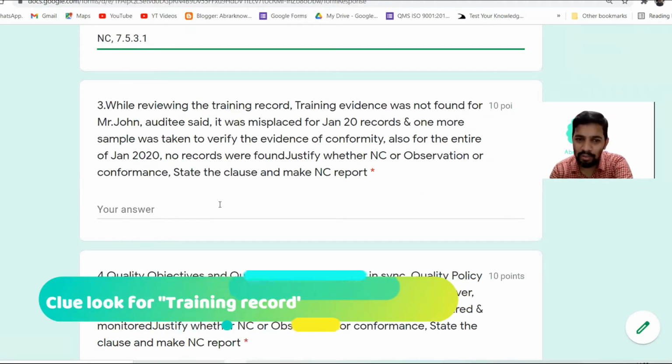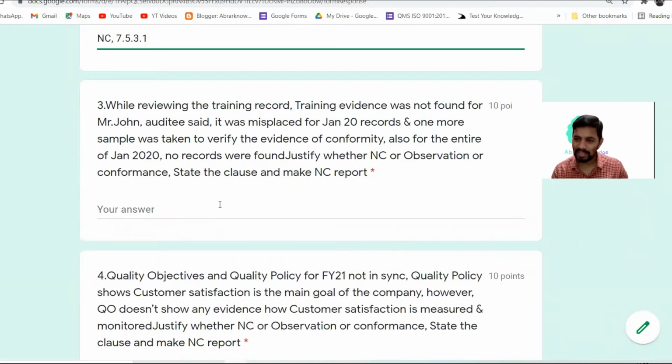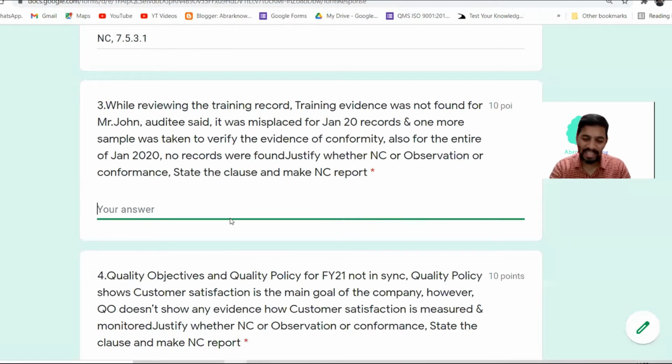Very interesting. While reviewing the training record, training evidence was not found for Mr. John. Already said that it was misplaced for Jan 20 records. And one more sample. In an audit, basically what we do is we take more trailing samples, right? One more sample was taken to verify the evidence of conformity. Also, the entire month of Jan records were not found. No records were found. Justify whether NC, observation or conformance. So it's a clear-cut NC.